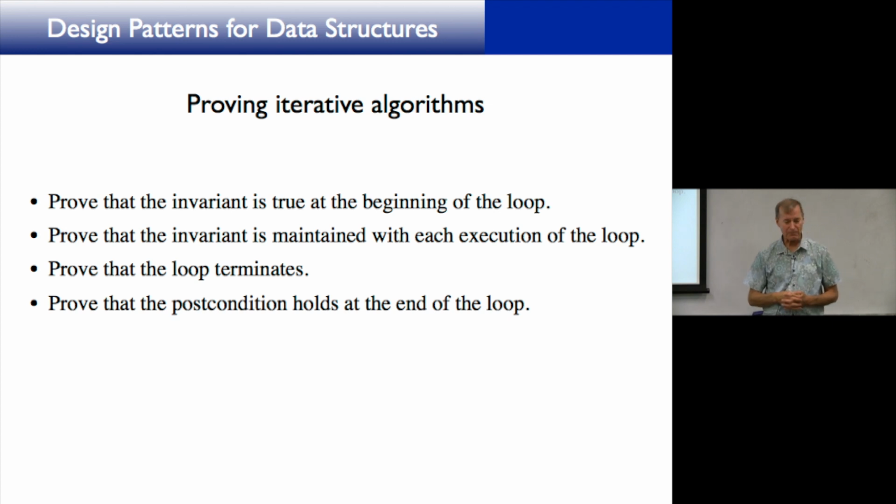First we have to identify the invariant. Then the first thing to do is to prove that the invariant is true at the beginning of the loop. So we had some initialization code, and then we established the loop invariant, right? Then we had to prove that the invariant is maintained with each execution of the loop. Then we had to prove that the loop terminates, because it can't stop and give us the results if it doesn't terminate. And then we had to prove that the postcondition holds at the end of the loop.